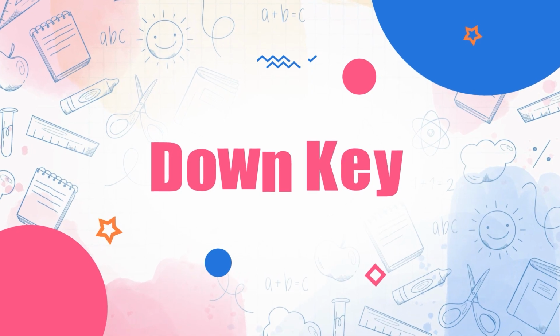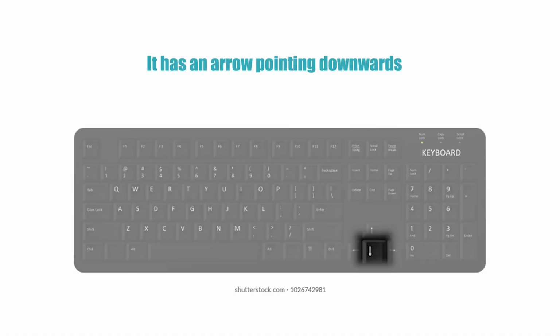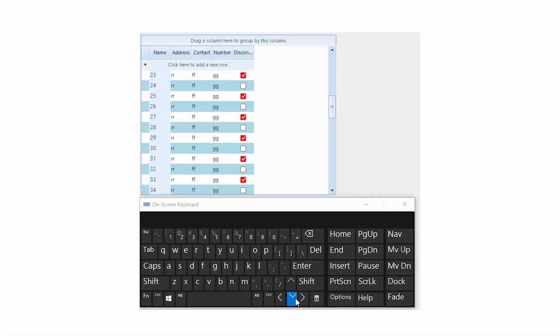Down arrow. Next, we have the down arrow key. It has an arrow pointing downwards. When you press this key, it helps you move the cursor or scroll down on the web page. It's like a magical button for going down.